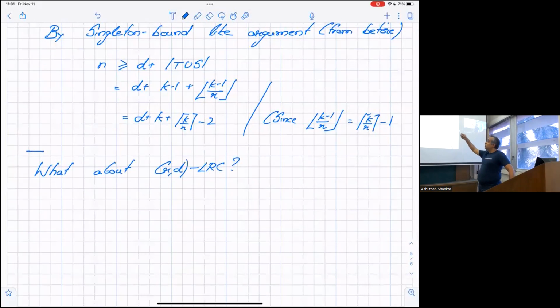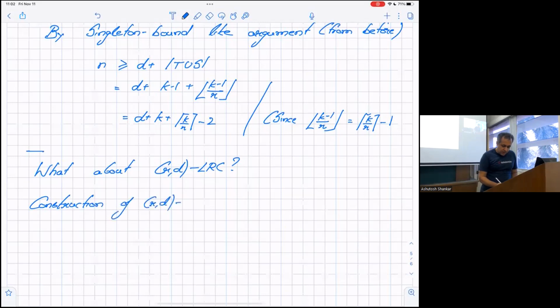So notice that this bound also implies for RD LRCs. So can we construct RD LRCs which match this bound, or there you have an even better singleton bound? What we will now show is actually you can construct an RD LRC also that matches the singleton. So next is going to be a construction of RD LRC matching the singleton.